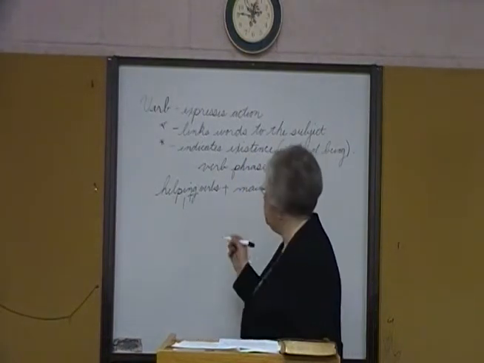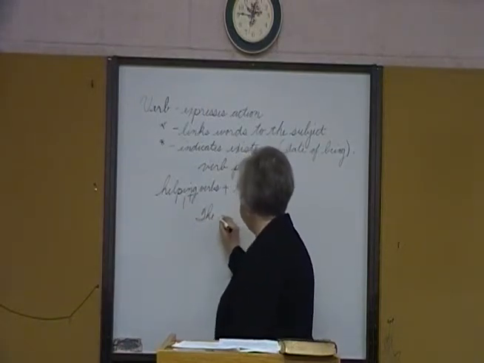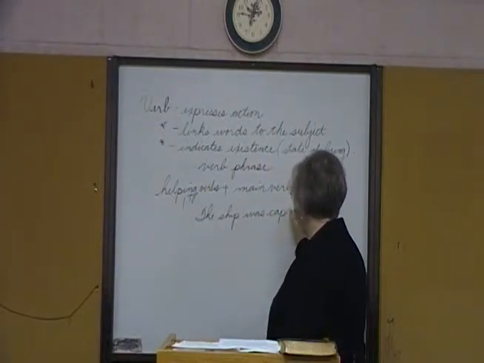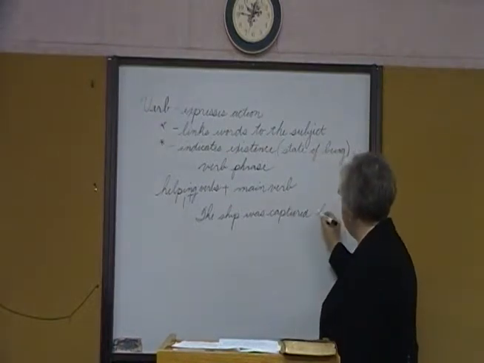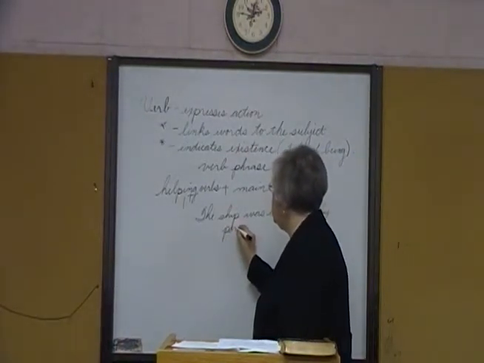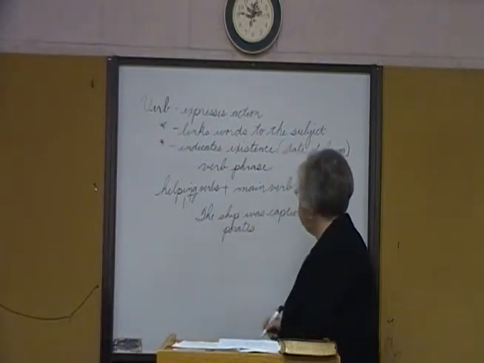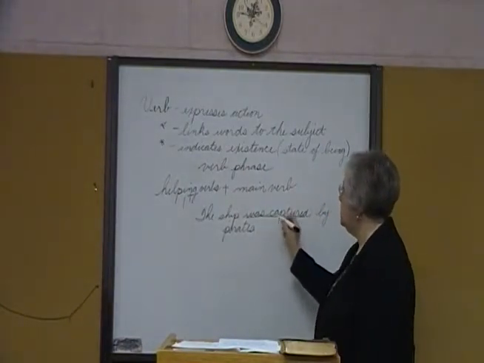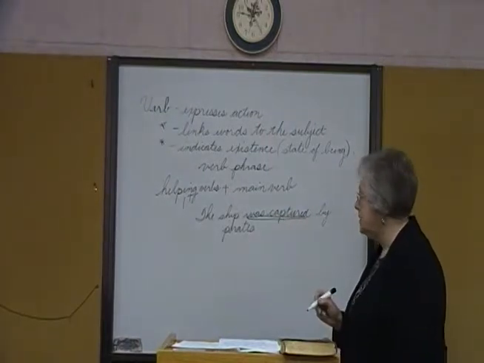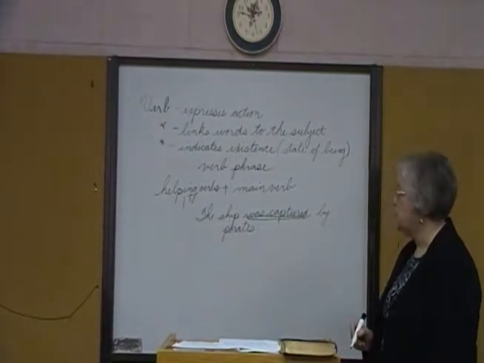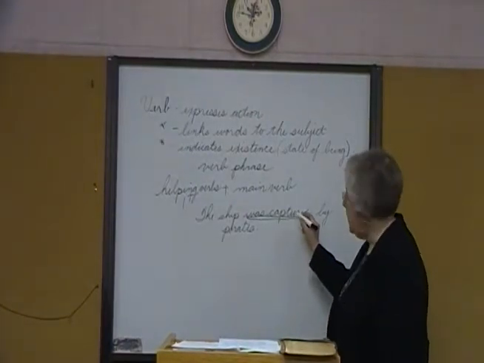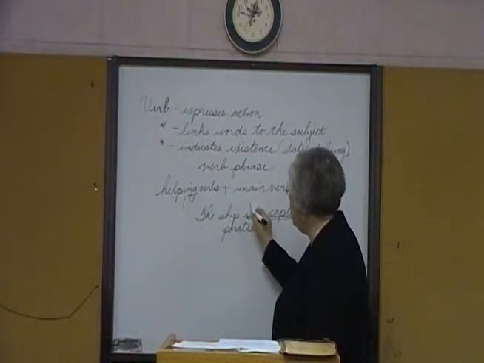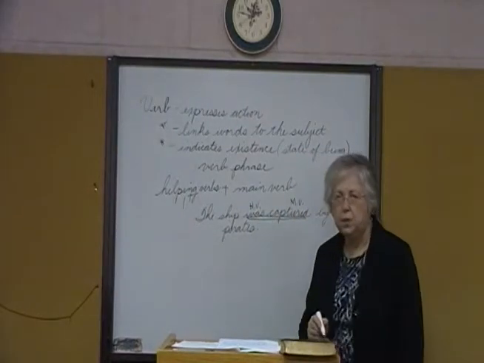Let's take a look at an example. The ship was captured by pirates. The main verb is captured. What's working with it? Was. We have a verb phrase in this sentence. The ship was captured by pirates. Captured is the main verb, and was is what we call the helping verb.